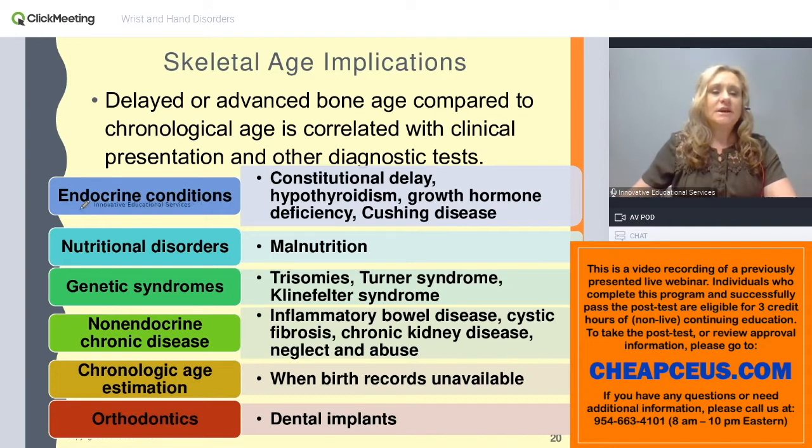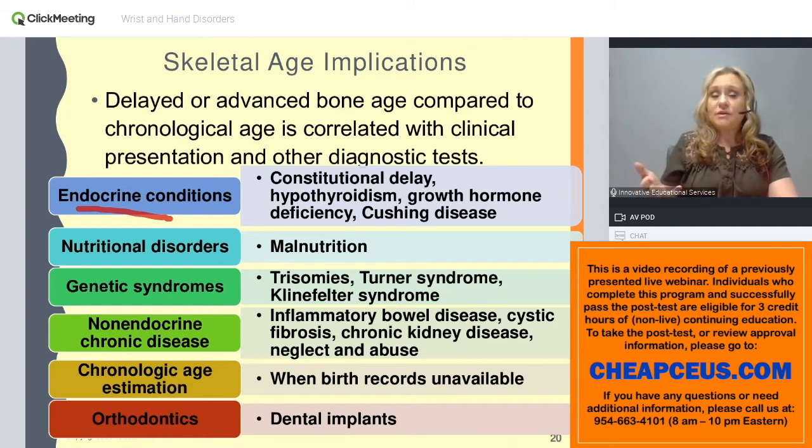Oftentimes, they're trying to get more information if the individual presents with an endocrine condition, if they have low functioning of the thyroid gland, or extensive use of corticosteroids. Both of those may reduce cellular division and proliferation, particularly at the growth plate, that is going to change the ossification of the carpals, which is normally slower than other bones.